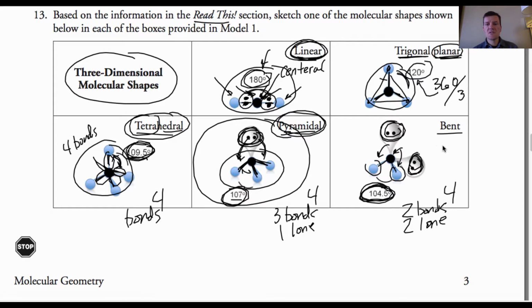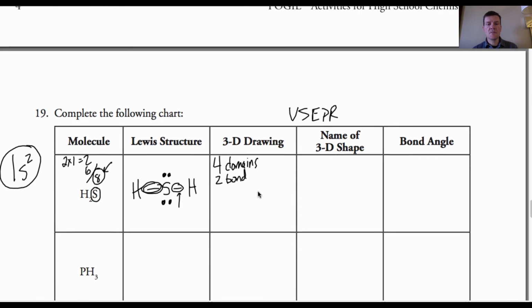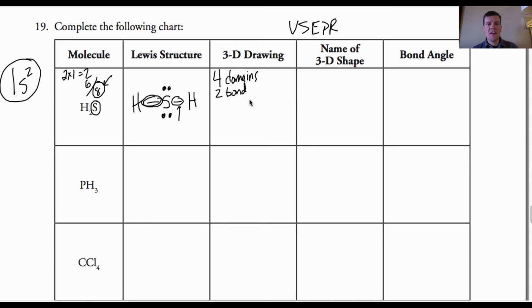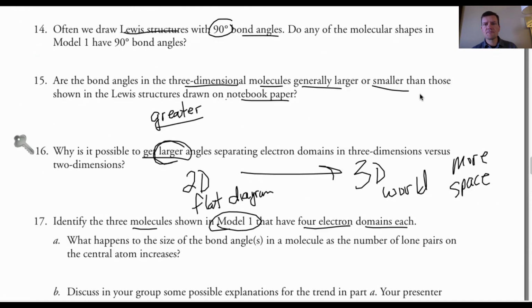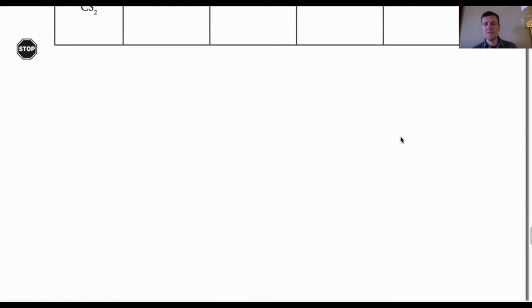4 regions around the central atom, 2 bonds, 2 lone pairs, it's going to be bent. I would have my S here, and my hydrogen would look like that. I'm not going to draw the lone pairs because they're not really part of the structure. They're just pushing the angles down. They're taking up space up there. This is bent, and the angle between it, I think, was what, 104, something like that. 104.5. Okay.